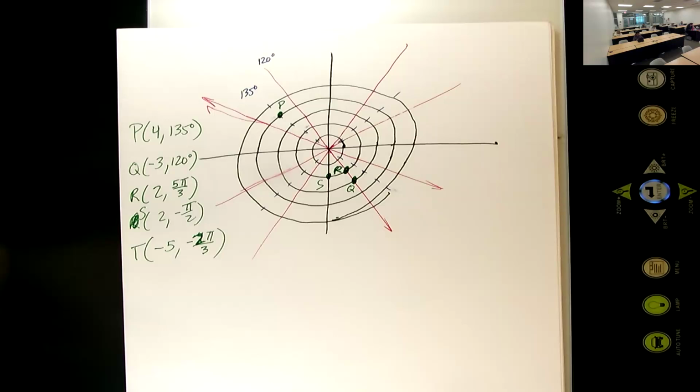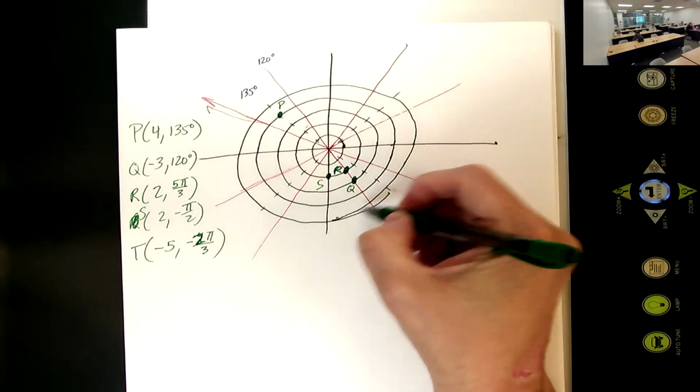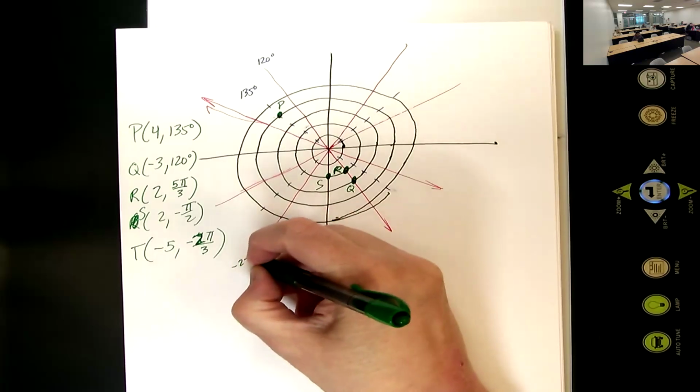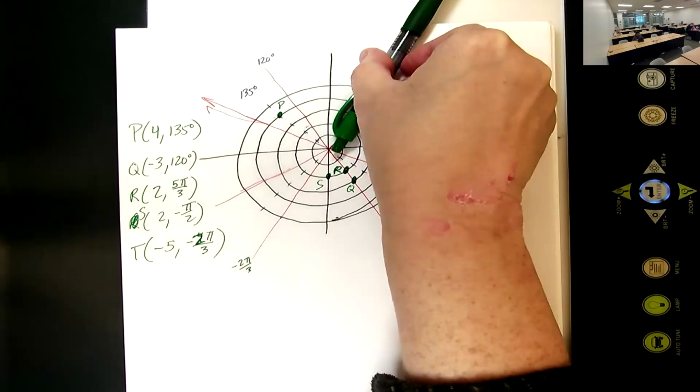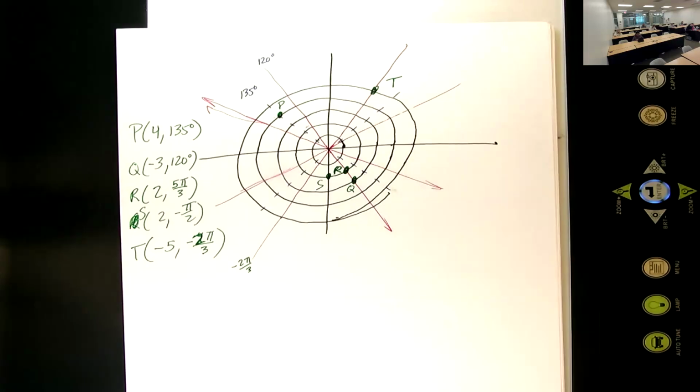Alright, so -2 pi over 3 for T. This is negative pi over 3. -2 pi over 3 is this angle right here. And we want to go -5, which means going the opposite direction along that line. That should put T there.